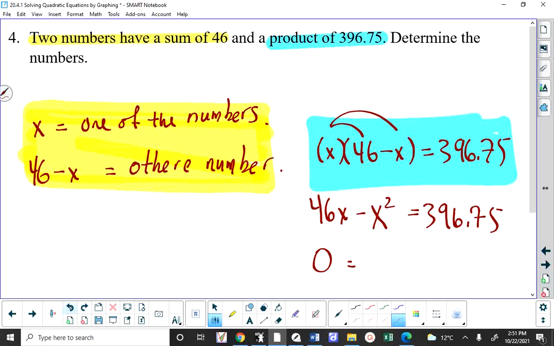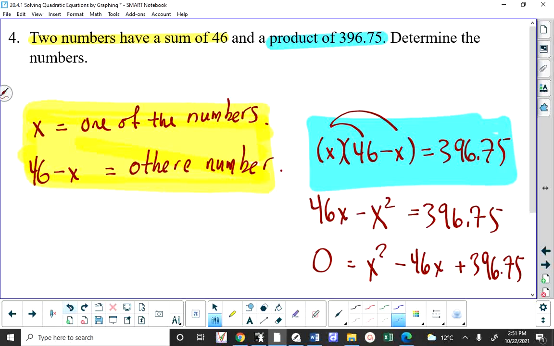Right. I like positive x squareds. If you did it the other way, you'd get the same parabola, but it would be upside down. The x-intercepts would be the same. But it doesn't matter. I would prefer it to be x squared minus 46x plus 396.75.